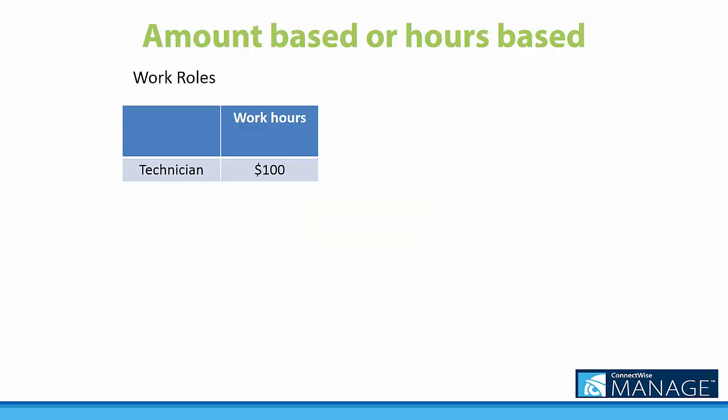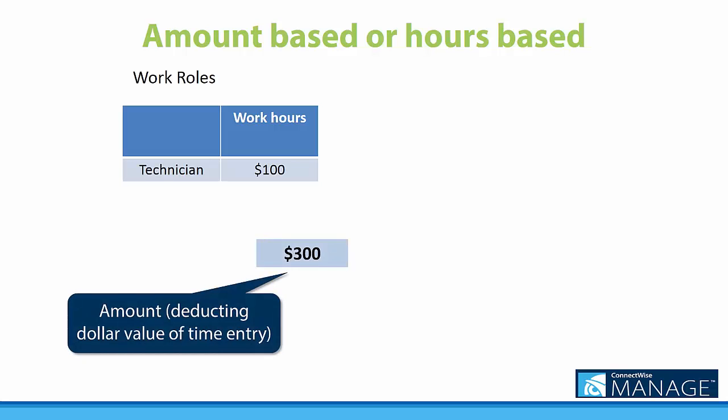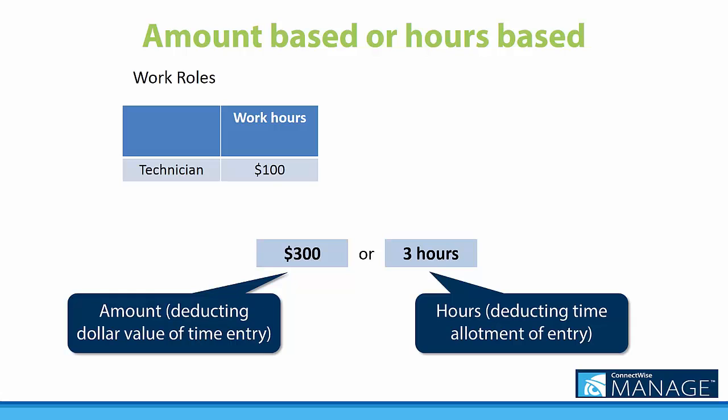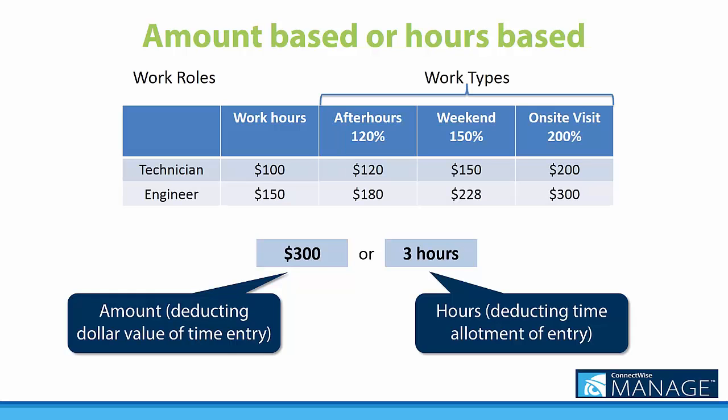When you have an amount-based application unit, you can deduct the dollar value of the time entry from the allocation. When you have an hours-based agreement, you deduct a unit of time from that allocation. If you use various work roles and work types, you may want to deduct the amount. $300 may sound like a lot, but if it's on site, it may not. Because work roles and work types are critical to your setup, we will show you more about this later.